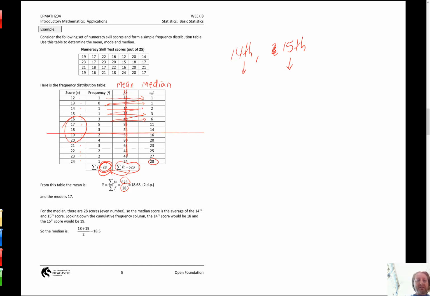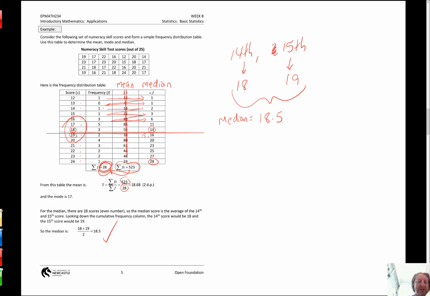There's a line I've written. That tells me that the 14th score was 18. Ooh, good. I wanted to know that. And then beyond that line, the 15th and 16th scores must both have been the next score. So both the 15th and 16th scores were 19. I just want to know what's the 14th and what's the 15th. And I know the average of adding those two together and halving it will be the number right in the middle of them. That's my median, as we've done here.